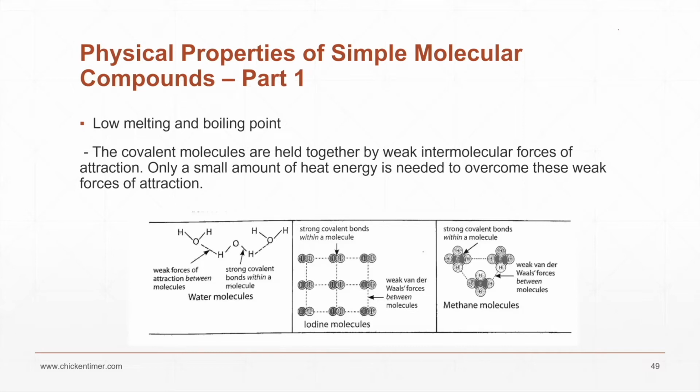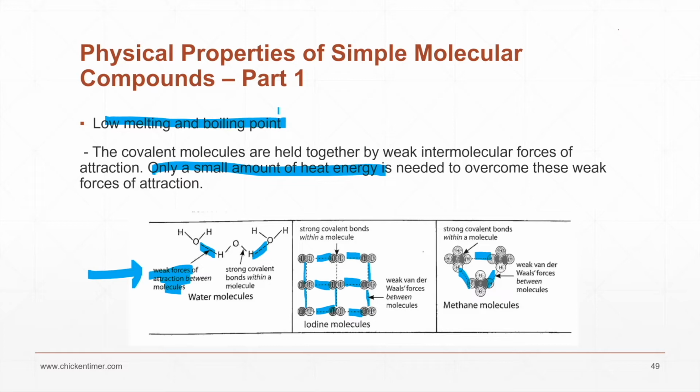Number one, they have low melting and boiling point. Remember just now I said they have this one and this one here, which is weak. When you want to melt or boil a simple molecular compound, what you break is these bonds. Because they are weak, they don't require so much energy to overcome. Therefore, only a small amount of heat is required, so low melting and boiling point.